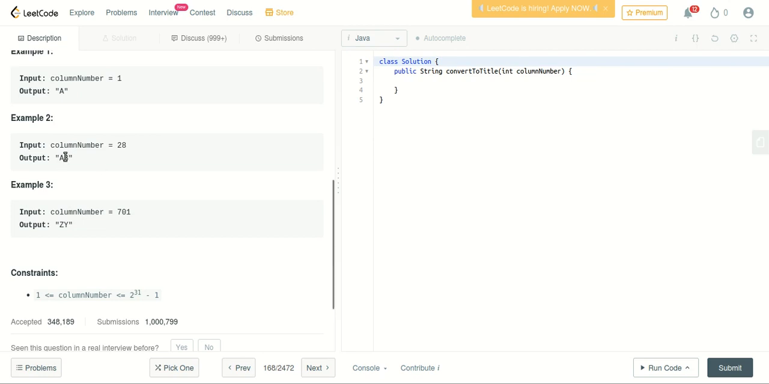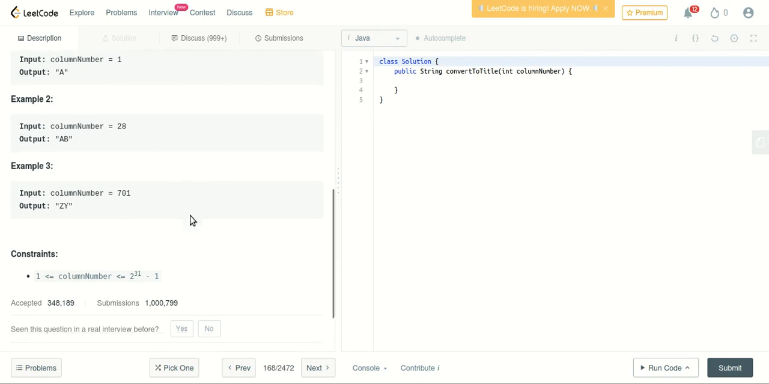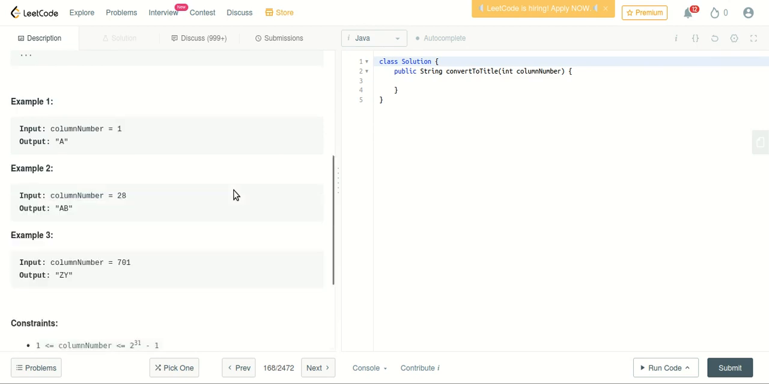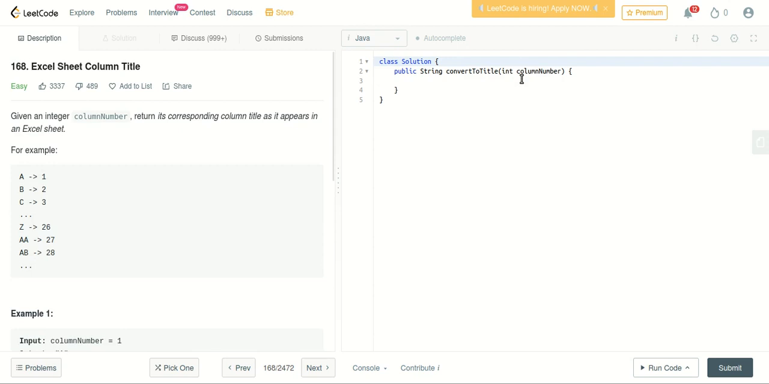We are increasing the least significant alphabet here. On the right is the least significant, on the left is the most significant. Similarly for 701, and when it reaches ZZ, we would start with AAA, and so forth. Our column number starts from 1, and it reaches the maximum positive integer value. Okay, with this intuition, let's try to solve our problem.